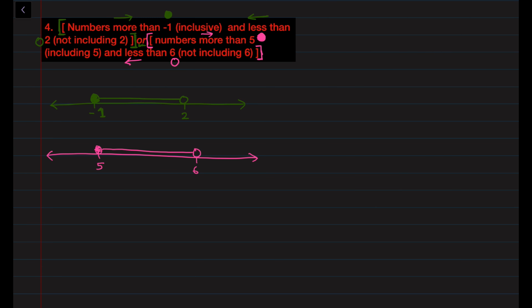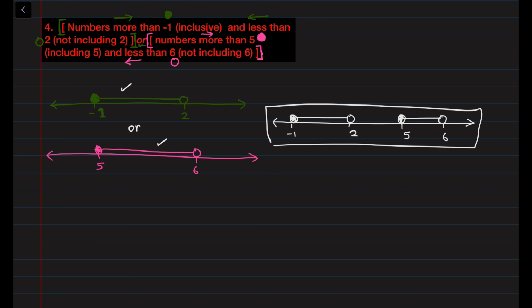Now, for the final interval, we need to have an OR operator in between them. So we're looking for the maximum possible range, which means that we have to accept this interval and accept this interval. So we can draw a number line. We have -1, we have 2, we have 5, and we have 6. And we have numbers from -1 till 2, and numbers from 5 till 6. And this would be our final answer.